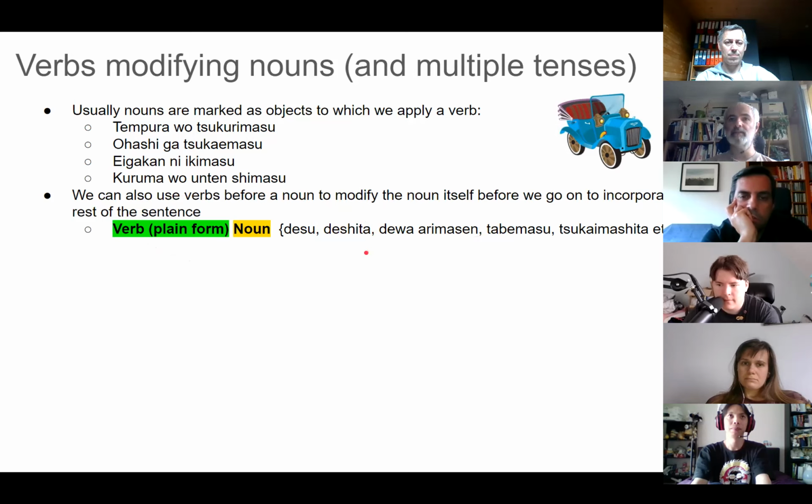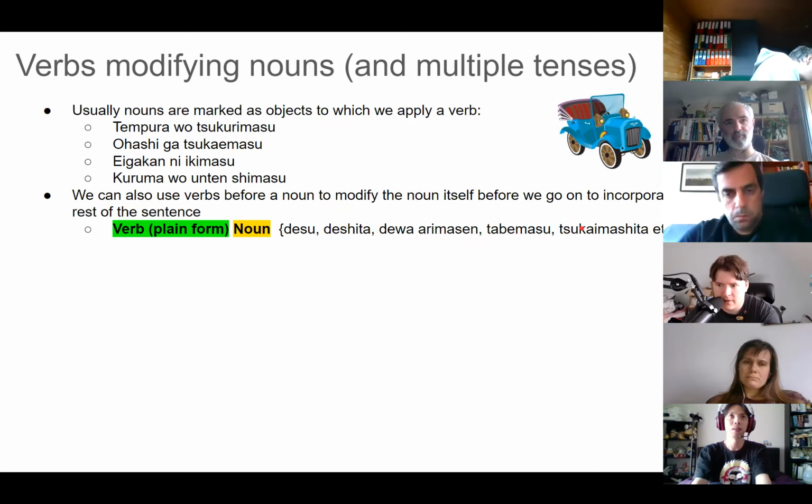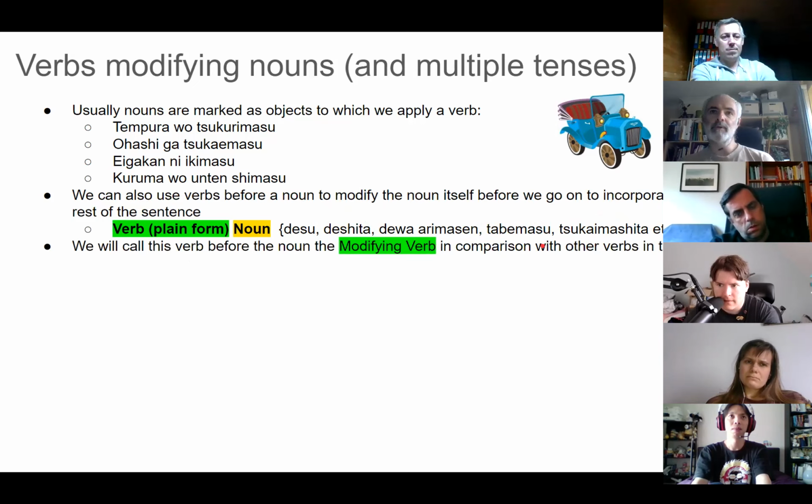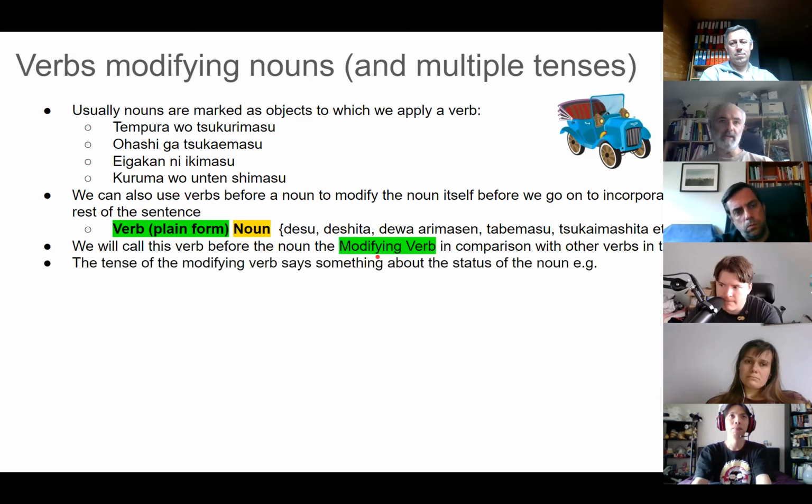De wa arimasen, tabemasu, tsukaimashita. Sorry, that should be, yeah, tsukaimashita. So we can put this in the polite form in order to make it clear that this is the principal verb or state. So we call this verb before the noun the modifying verb in comparison with other action verbs in the sentence. The tense of the modifying verb also says something about the status of the noun.